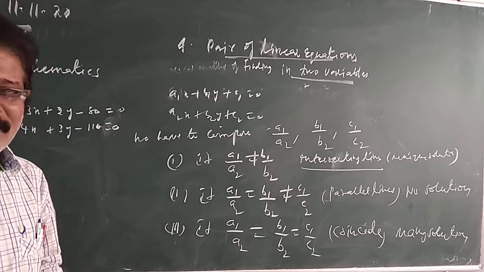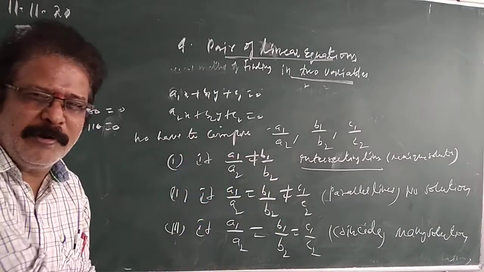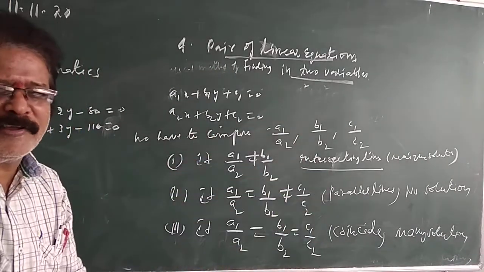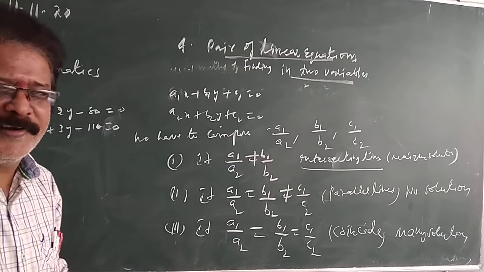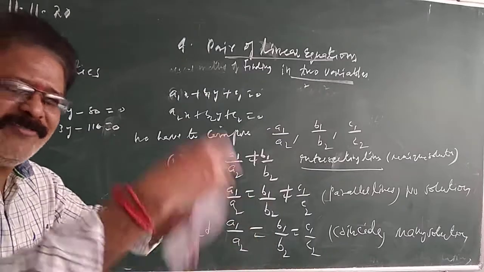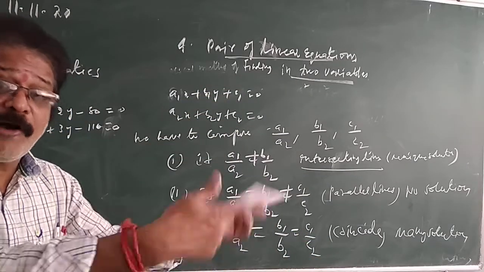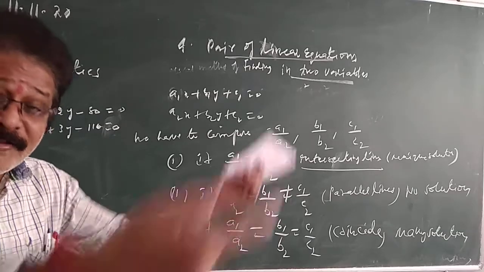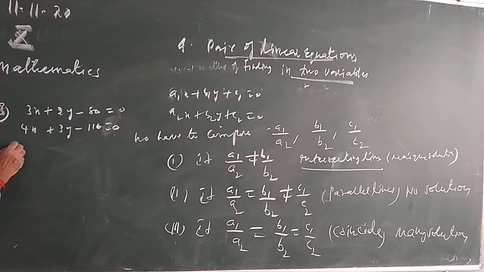We don't draw any graph. When you draw a graph, you come to know it can be visible. If they intersect, intersecting lines, you can say the unique solution. They are consistent. If they don't intersect, they are parallel lines, no solution. When they are one over the other, they are coinciding lines. They have many solutions. So unless you draw the graph, how can you say algebraically? You have to verify.